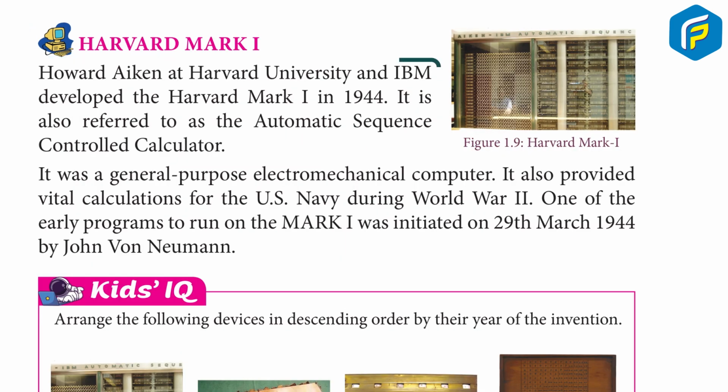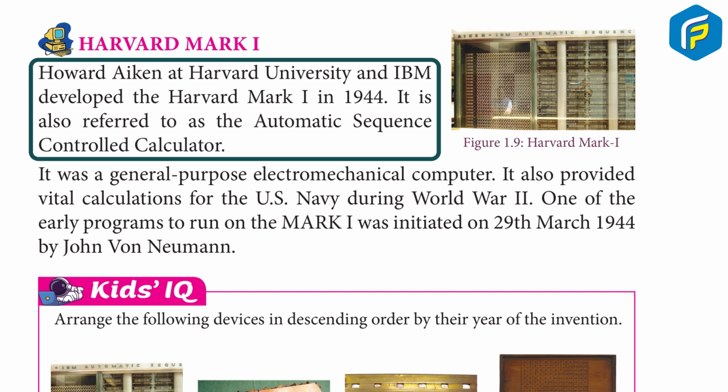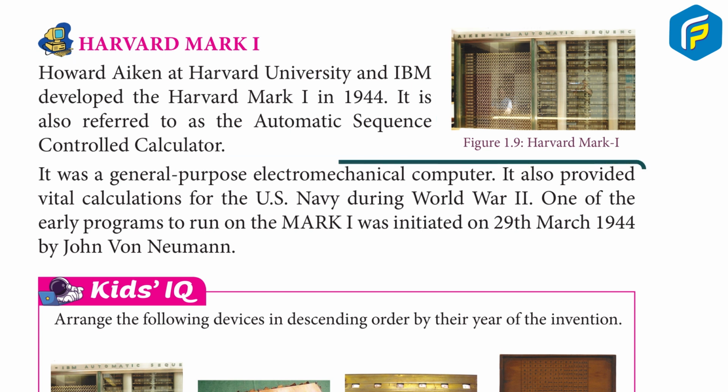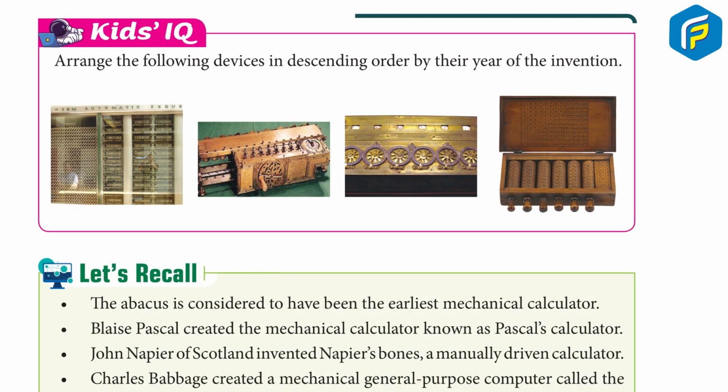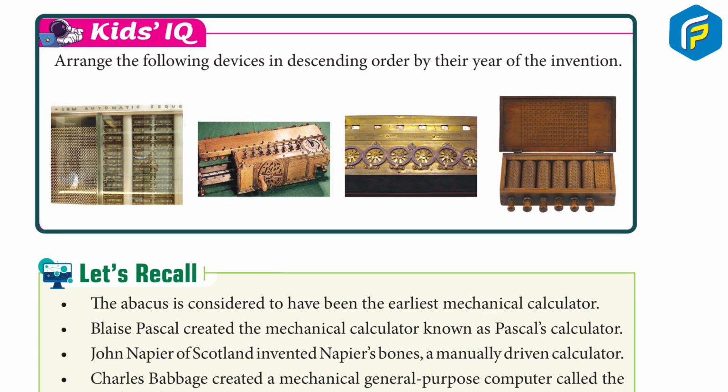Harvard Mark I. Howard Aiken at Harvard University and IBM developed the Harvard Mark I in 1944. It is also referred to as Automatic Sequence Controlled Calculator. It was a general-purpose electromechanical computer. It also provided vital calculation for the US Navy during World War II. One of the early programs to run on the Mark I was initiated on 29 March 1944 by John von Neumann. Get IQ. Arrange the following devices in descending order by their year of the invention.